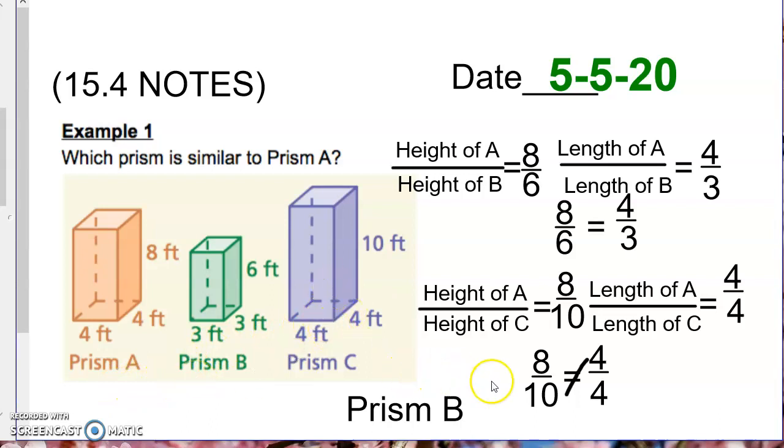Well, that means I know prism A and prism B are similar, but I want to check prism C as well. So I use the height of A, which is 8. I use the height of C, which is 10. The length of A, which is 4, and the length of C, which is 4. So I have 8 over 10, and I want to see if that equals 4 over 4. Well, when I do cross products with this one, 8 times 4 is 32, 10 times 4 is 40, so those would not be similar to each other because those side lengths are not proportional. So which prism is similar to prism A? It would be prism B.